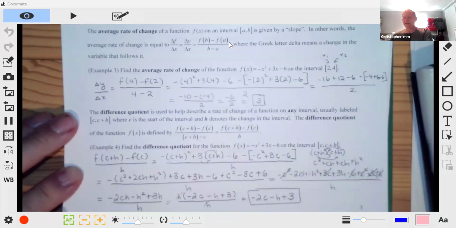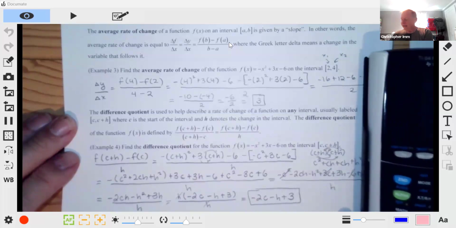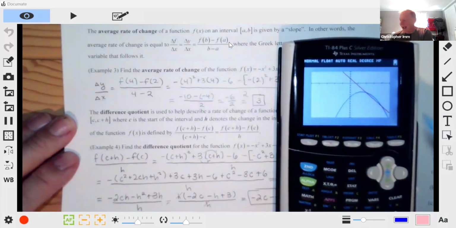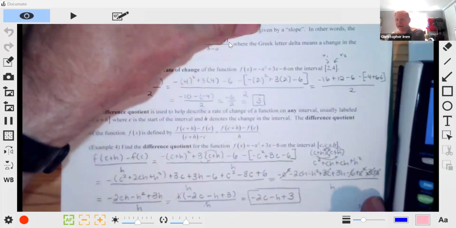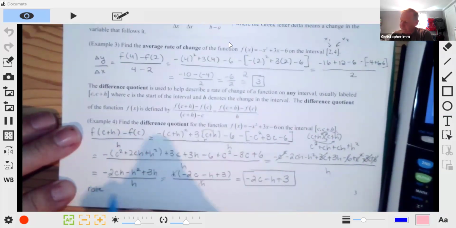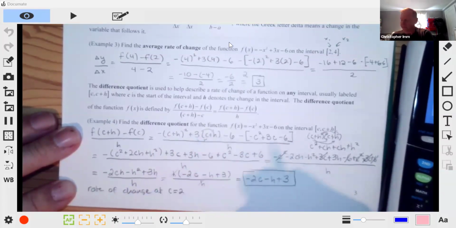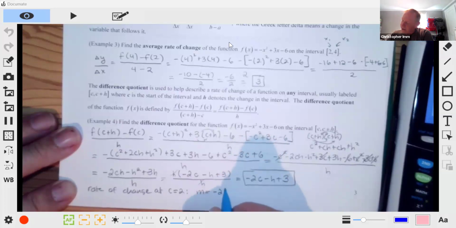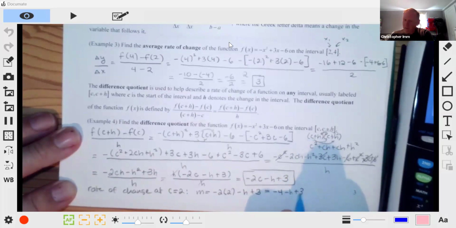So what does that mean for our speed trap example? What that means, if we were looking for the slope exactly at that point 2, so this is a little extra, is we can say the rate of change at c equal to 2, that x value equal to 2, I'm just going to call it m, would be negative 2, and I'm going to plug in 2 for c, minus h plus 3. So that's going to give me negative 4 minus h plus 3, or negative 4 plus 3 is negative 1 minus h.